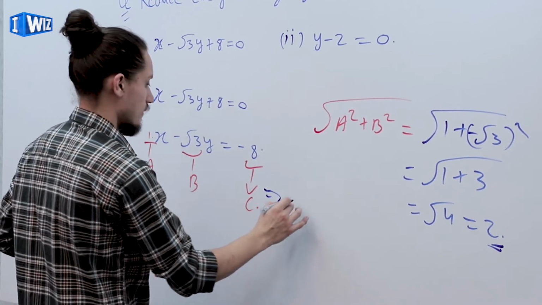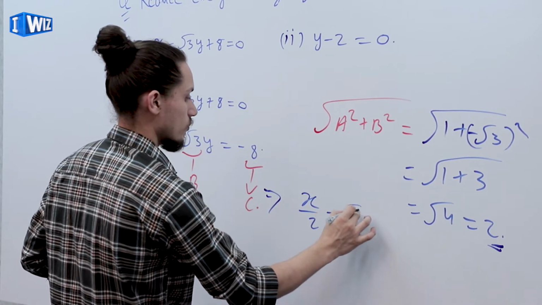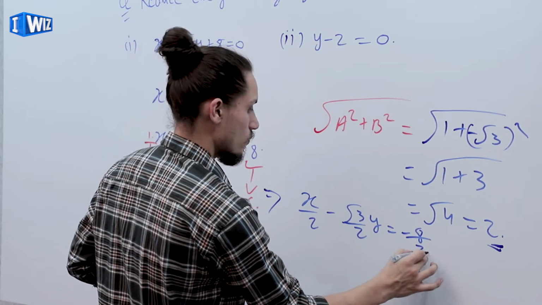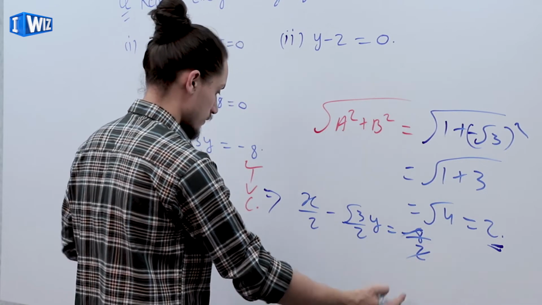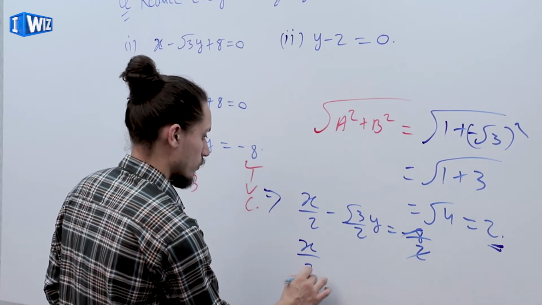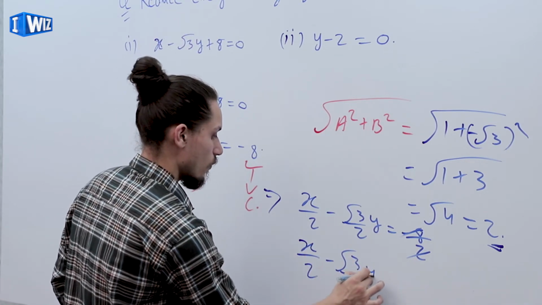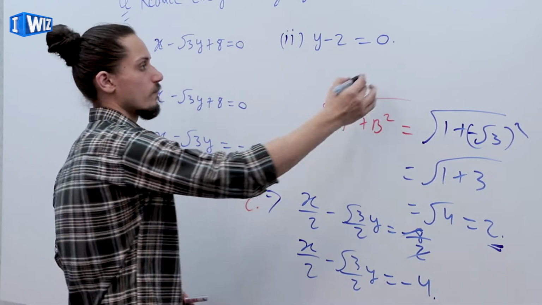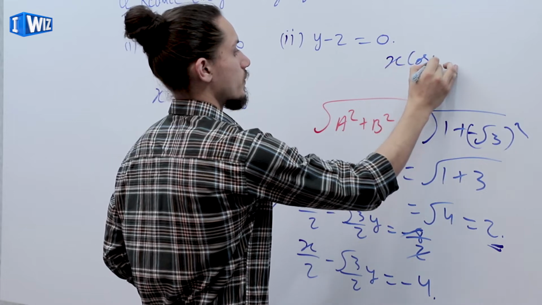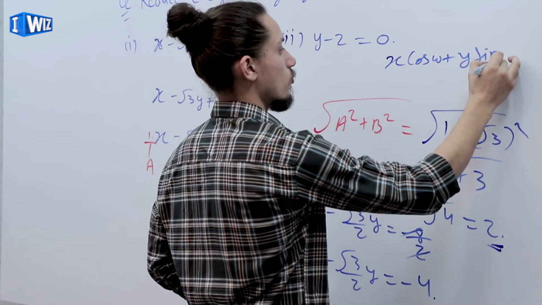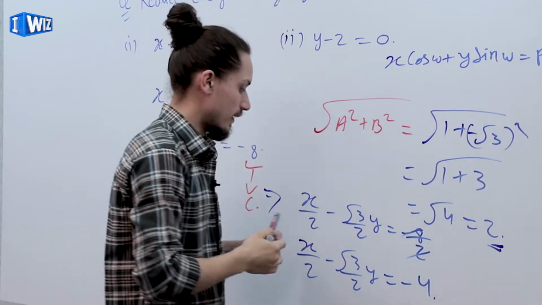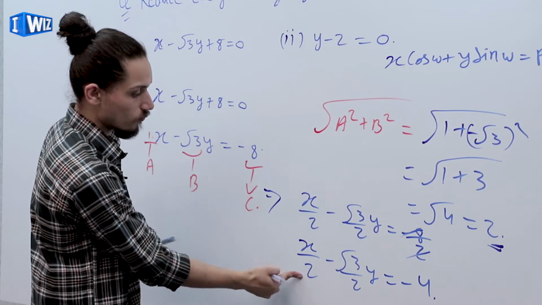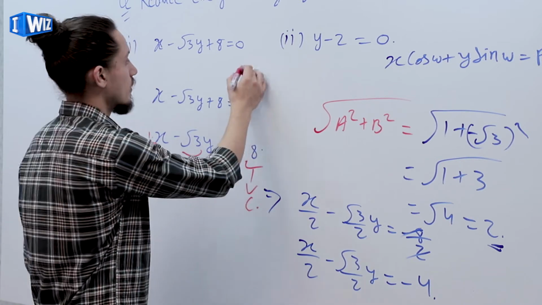So we get x upon 2 minus under root 3 upon 2 y is equal to minus 8 upon 2. So we get x upon 2 minus under root 3 upon 2 y is equal to minus 4. Now comparing it with normal form जो कि है x cos omega plus y sin omega is equal to p. तो उससे पहले हमें यहाँ पे क्या चाहिए? sin और cos. अब cos की कौन सी वैल्यू 1/2 के इक्वल होती है? 120 डिग्रीज पे.